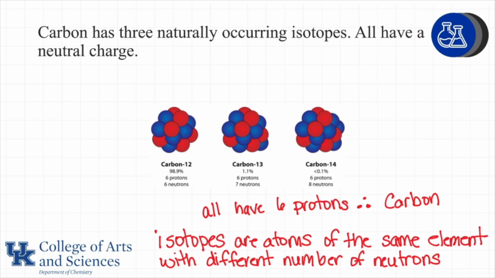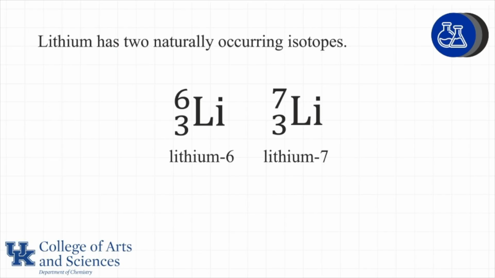Carbon happens to have 3 naturally occurring isotopes. Every element has its own number of naturally occurring isotopes. Some only have 1, some have several. Another example is lithium. It has 2 naturally occurring isotopes, lithium-6 and lithium-7. Just like before, we're going to have the same number of protons, but a different number of neutrons, and therefore we'll have different mass numbers for lithium-6 and lithium-7.